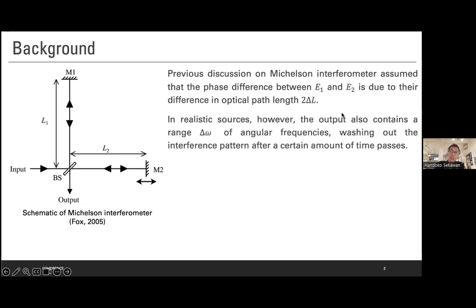Here, coherence basically helps to describe the effect of the other factor that Dharma previously mentioned. It is the delta phi factor there, one of which is the frequency range delta omega here, which possibly washes out the interference pattern, because as you can see from the previous equation, the interference itself heavily depends on the phase difference between the two electrical fields here.